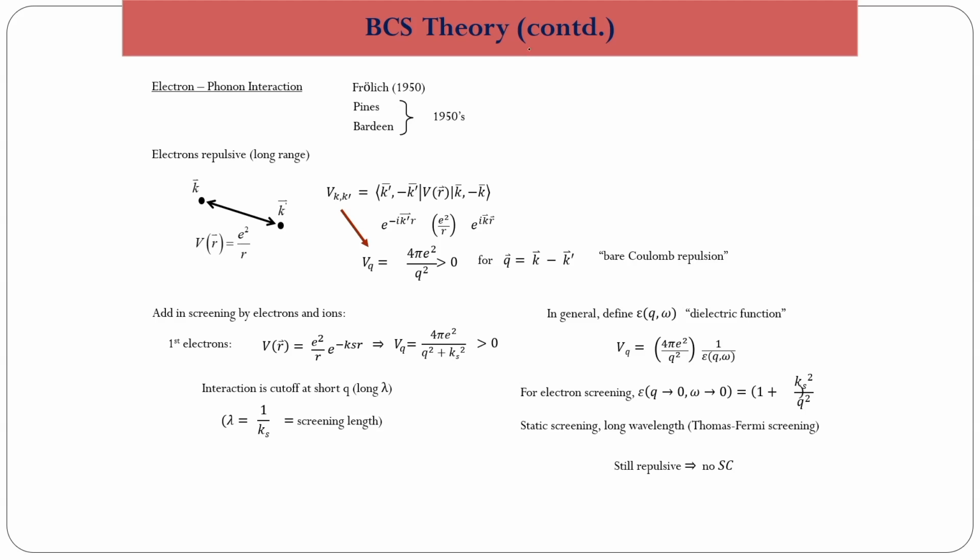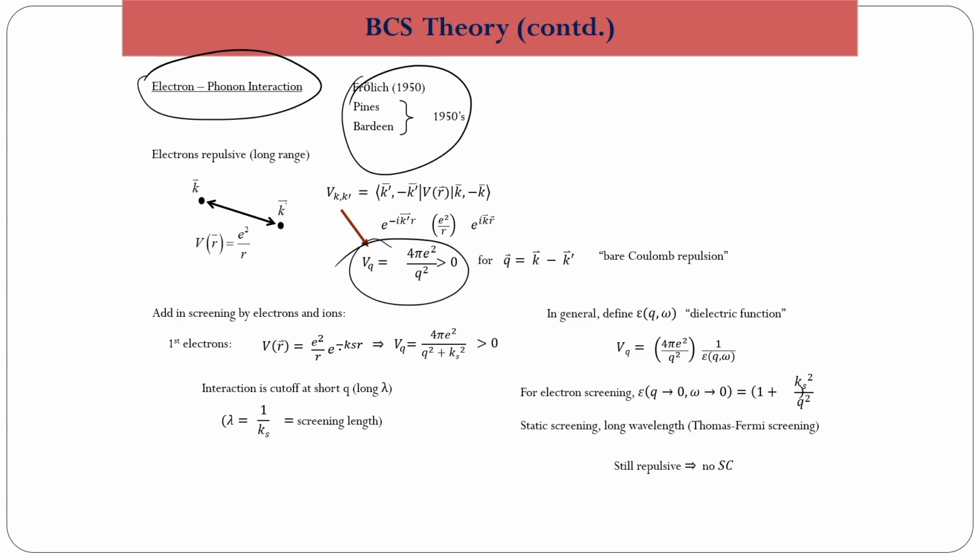Just a little bit of BCS theory. It is because of electron-phonon interaction, which Froelich, Pines and Bardeen discussed, or rather discovered, in the 1950s. If you take the electron-electron interaction via a bare Coulomb term, which is the Coulomb term in k space, that does not give rise to any attractive interaction.